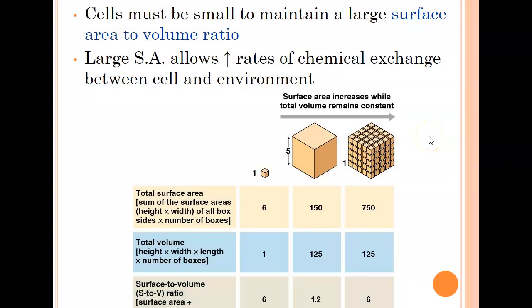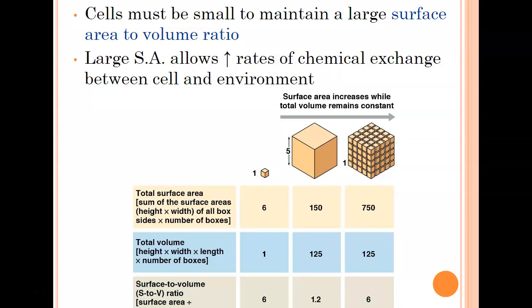Because they have to be able to transport things from one place to another, they need to maintain a large surface area to volume ratio. So we're going to do some activities with this, but keeping in mind that if you have one super giant cell, it's going to take a lot of energy to move proteins from one side of that to another. And there's not a ton of surface area or contact with the outside environment.